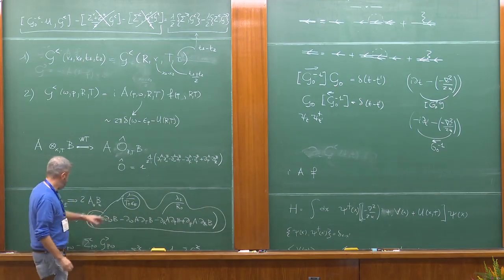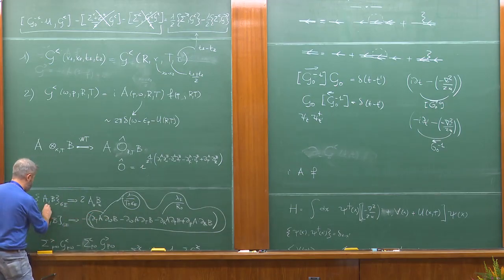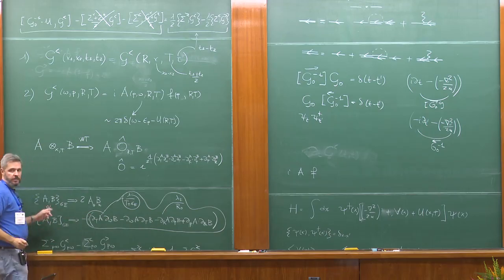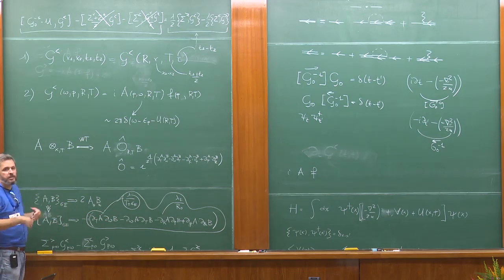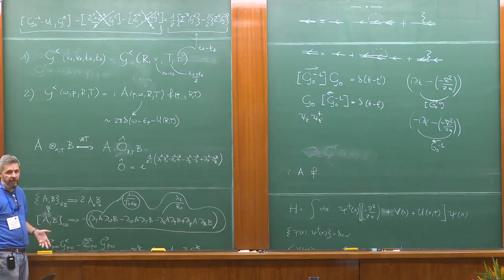So, and therefore this term is typically much smaller than this one. If A and B are given, the anticommutator is an additional smallness, and therefore if I want to go to leading order, I can neglect it. I can throw it away.